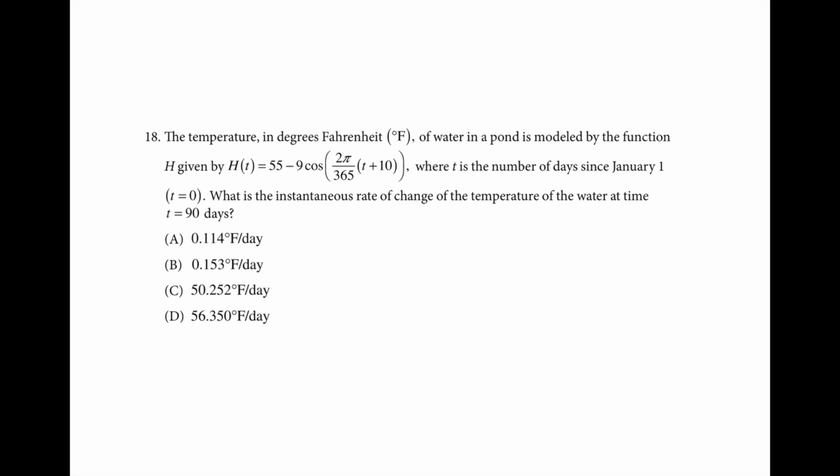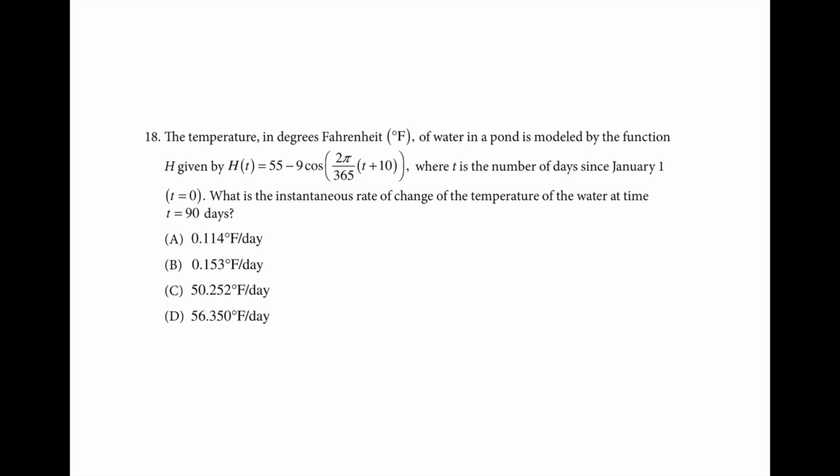Now, this question. The temperature in degrees Fahrenheit of water in a pond is modeled by function h given by h of t equals 55 minus 9 cosine of 2 pi over 365 times t plus 10, where t is the number of days since January 1, t equals 0. What is the instantaneous rate of change of the temperature of the water at time t equal 90 days?